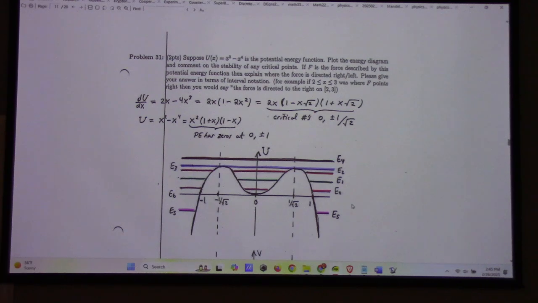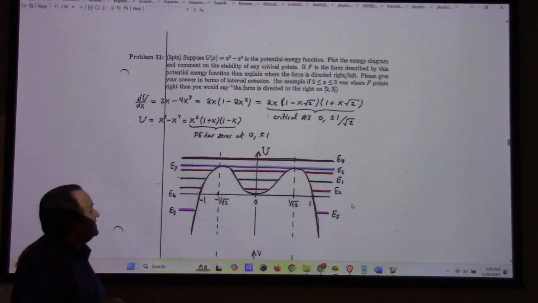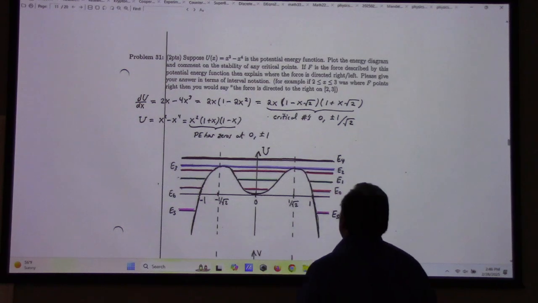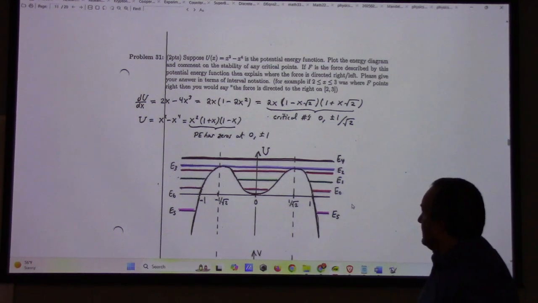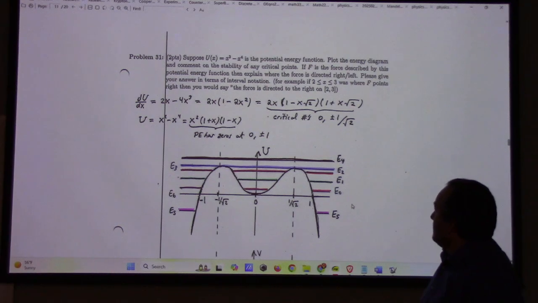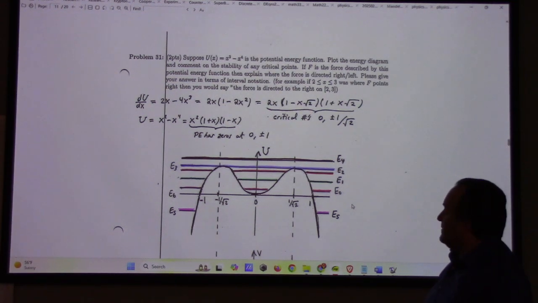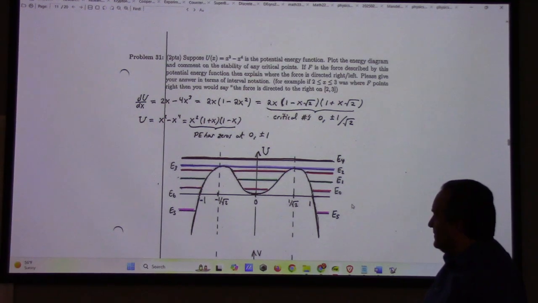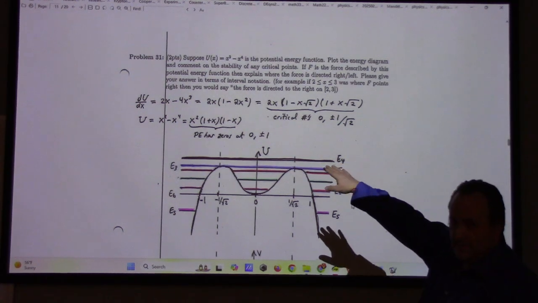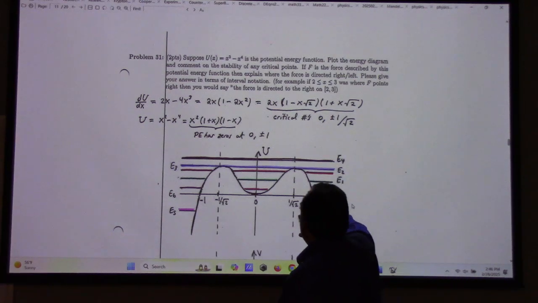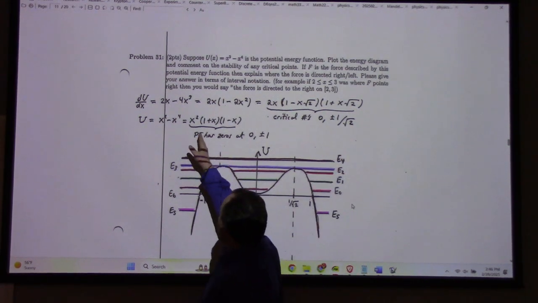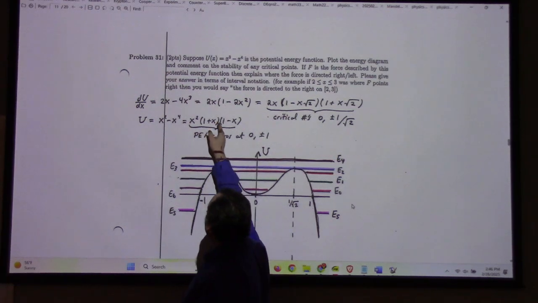Oh, funny. So this time I gave you a potential energy function of x squared minus x to the fourth. I asked you to plot the energy diagram and comment on the stability of any critical points. So here I figured out that du/dx is what I have there, 2x minus 4x cubed. I factored out the x, and that gave me critical numbers of 0 or plus or minus 1 over root 2. Those are the critical numbers, right? The x-intercepts of the potential are likewise 0, minus 1, and 1.